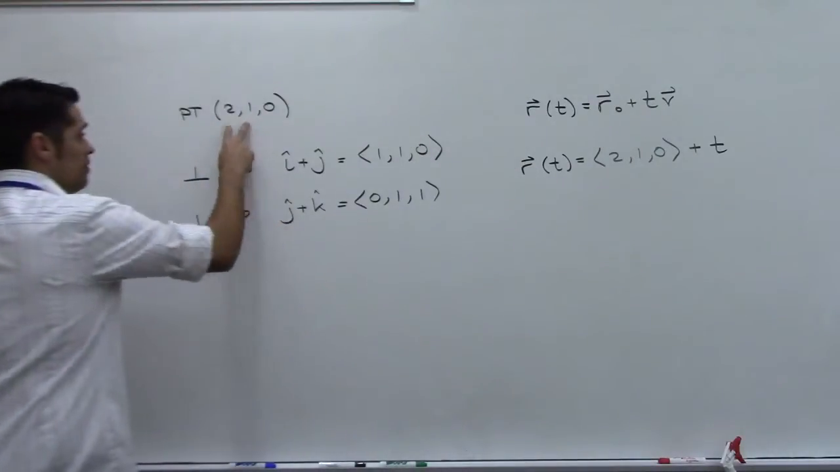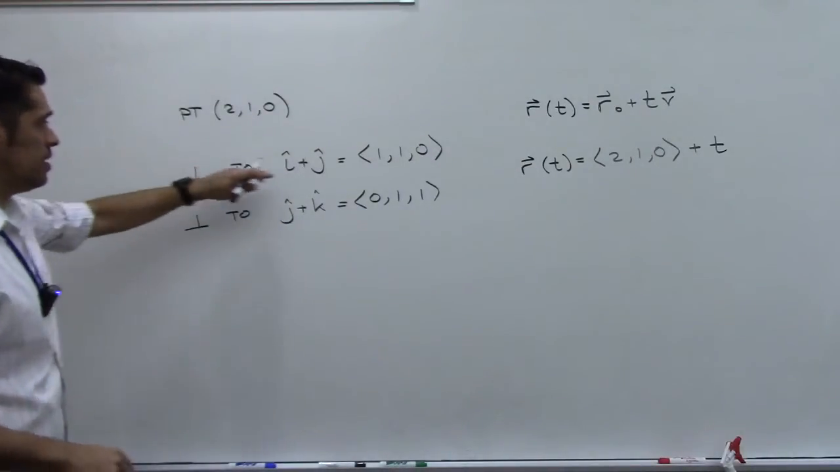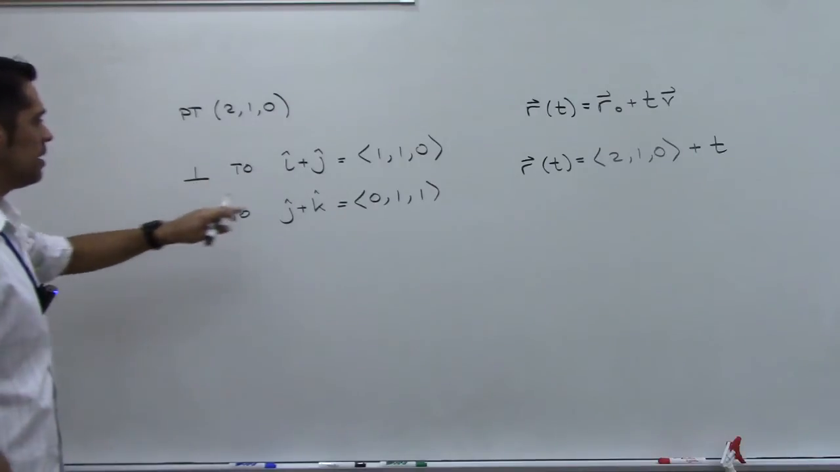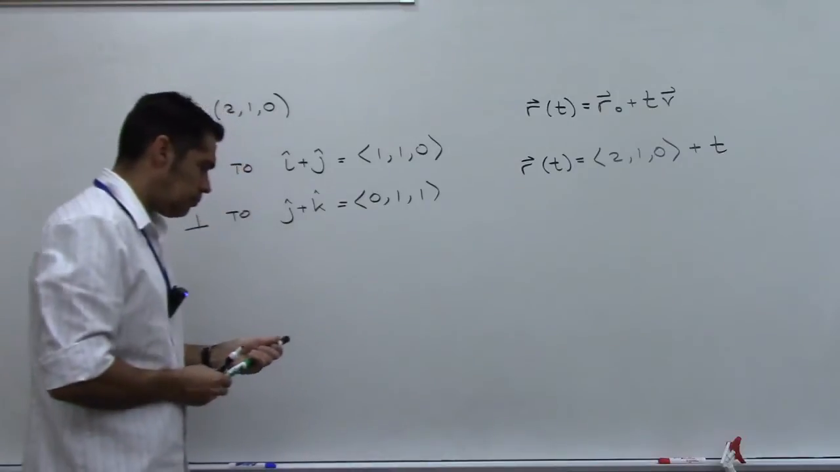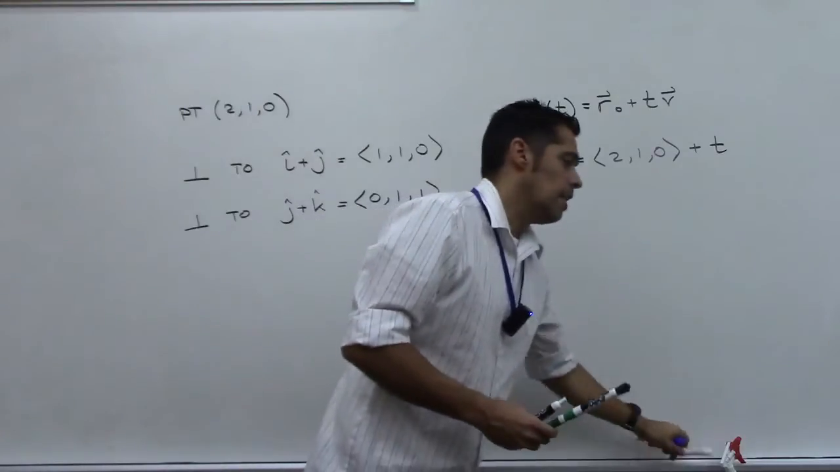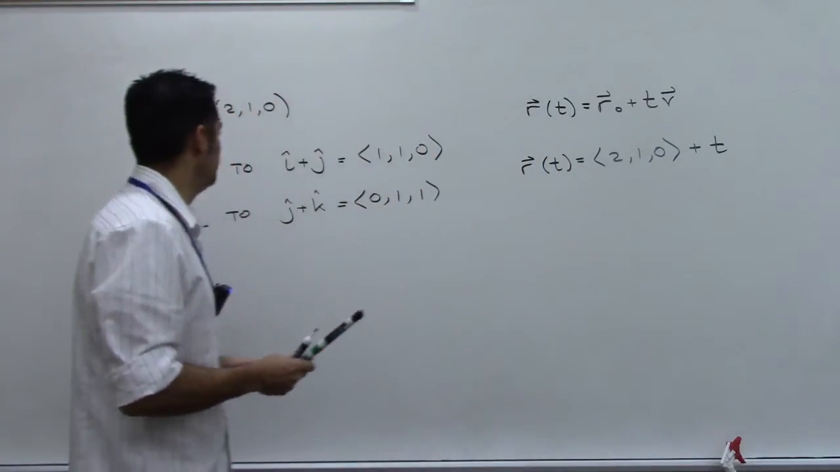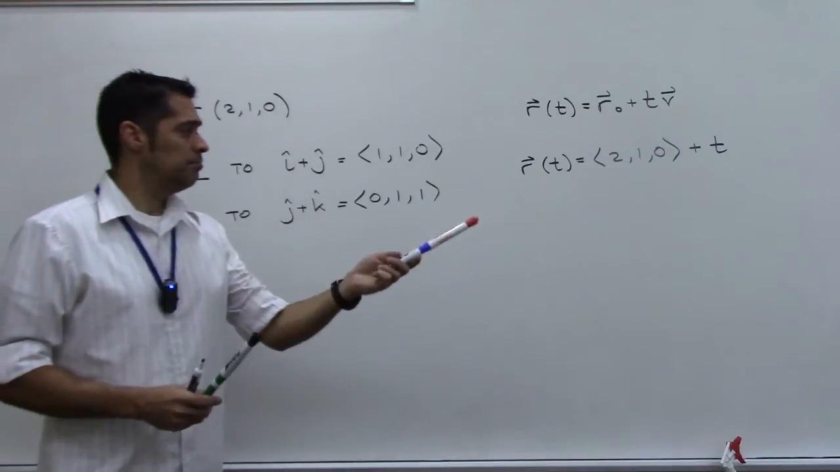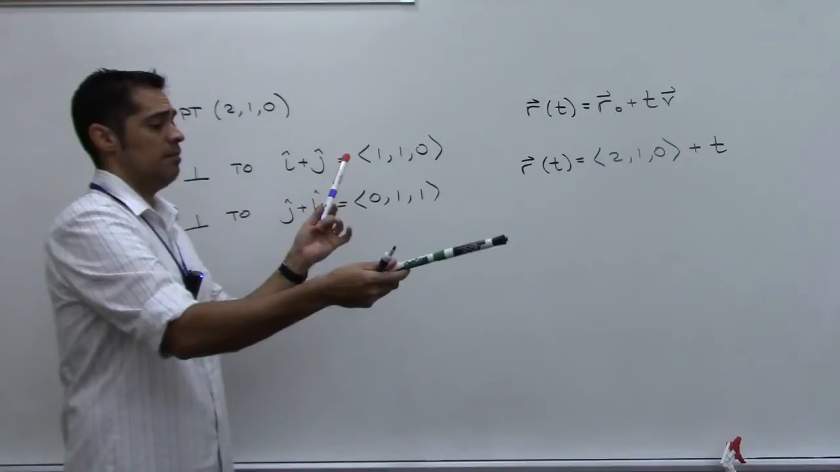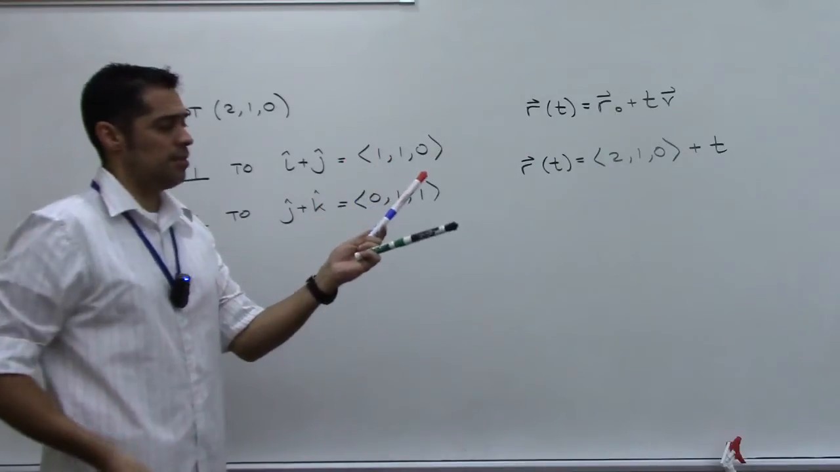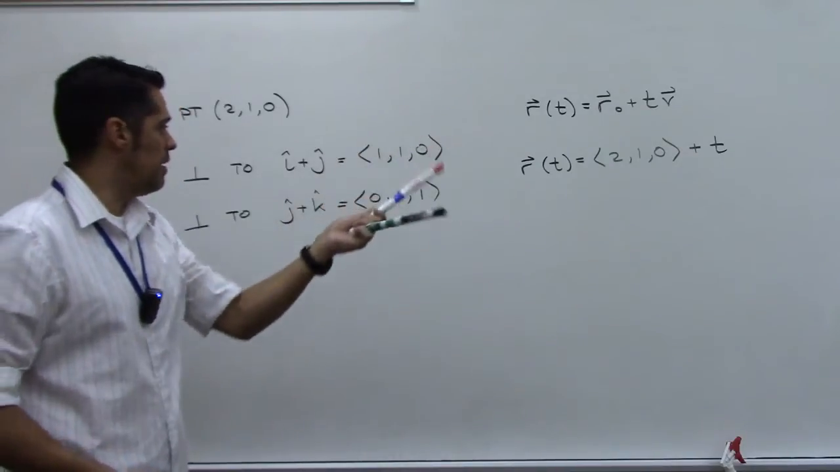Well, this line has to be perpendicular to this and perpendicular to this. So I need to find a direction, right? We've got 2 vectors sitting out here. i plus j is sitting there. We've got j plus k, which is sitting there. We can put them tail to tail like this. So wherever they are, they're sitting out in space, right?